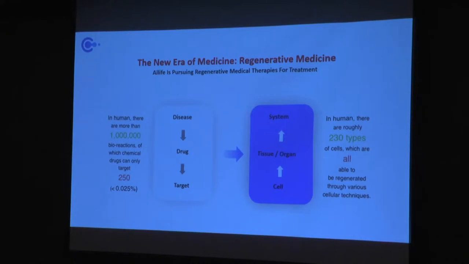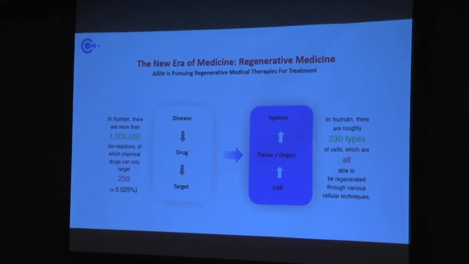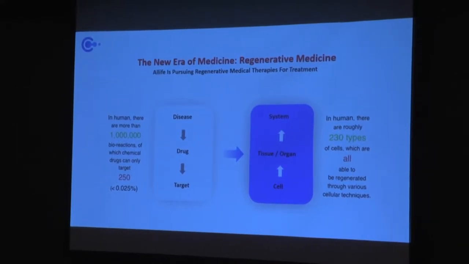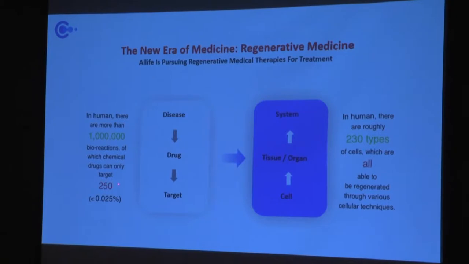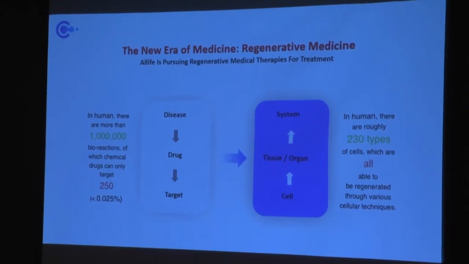So why did we choose the regenerative medicine field? Because as we know, in our body we have over 1 million physiological and pathophysiological reactions. And traditionally, when we choose drugs, we need to know the target very clearly. And at the moment, the chemical targets can only target 250 points. So that takes a percentage of less than 0.025. So that means it's still a long way to go before we can find the proper drugs to cover all kinds of diseases.